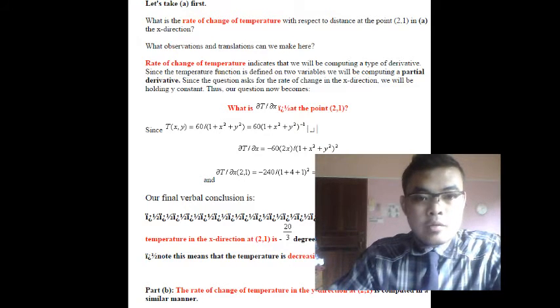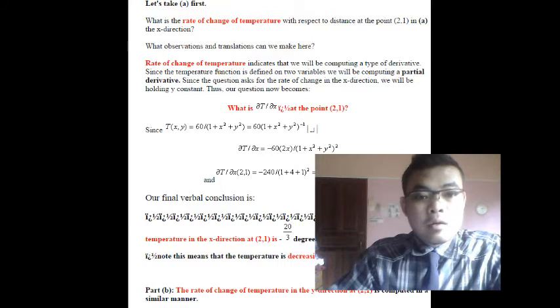delta T over delta x equals negative 60 times 2x divided by (1 plus x squared plus y squared) to the power 2. Evaluating delta T over delta x at the point (2, 1), we get negative 240 divided by (1 plus 4 plus 1) to the power 2, which equals negative 20 over 3.